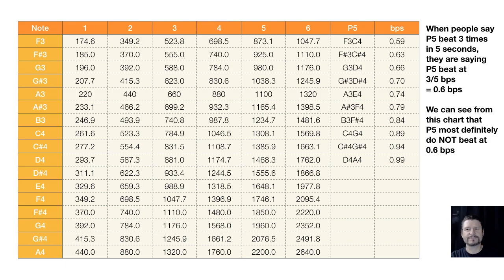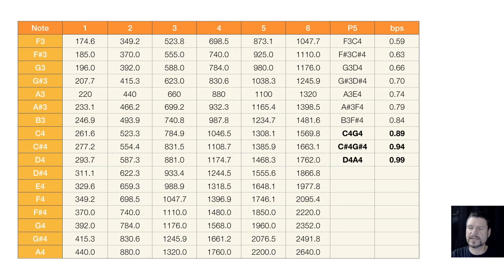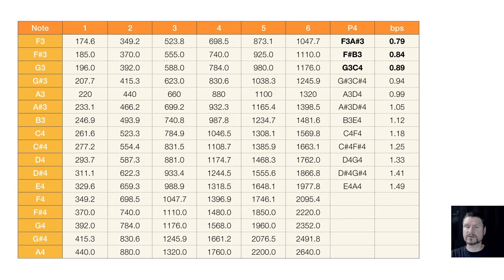Well, this doesn't happen here, does it? In fact, the only one that's close is F3 C4. The fact is that some of these perfect fifths beat faster than some perfect fourths. Take a look at these. D4 A4 beating at 1 beat per second, which is what people say the perfect fourth beats at. So you've got a perfect fifth here beating at the speed that people say the perfect fourth beats at. And these perfect fourths are beating slower than those other perfect fifths.